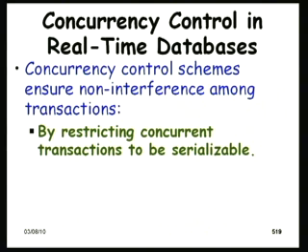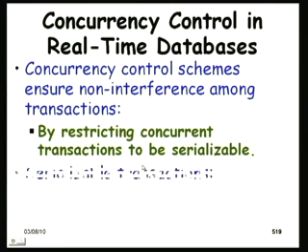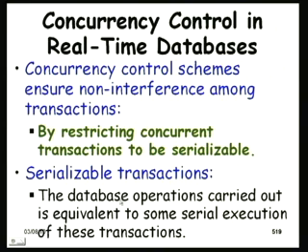So far, we have mentioned that the concurrency control schemes restrict some transaction interleavings. By restricting the transaction interleavings, they allow it to be serializable. That is, they correspond to some serial schedule of operations on the database. A serializable transaction is such that the database operations carried out are equivalent to some serial execution of the transactions. Again, a very basic concept from my first level course.